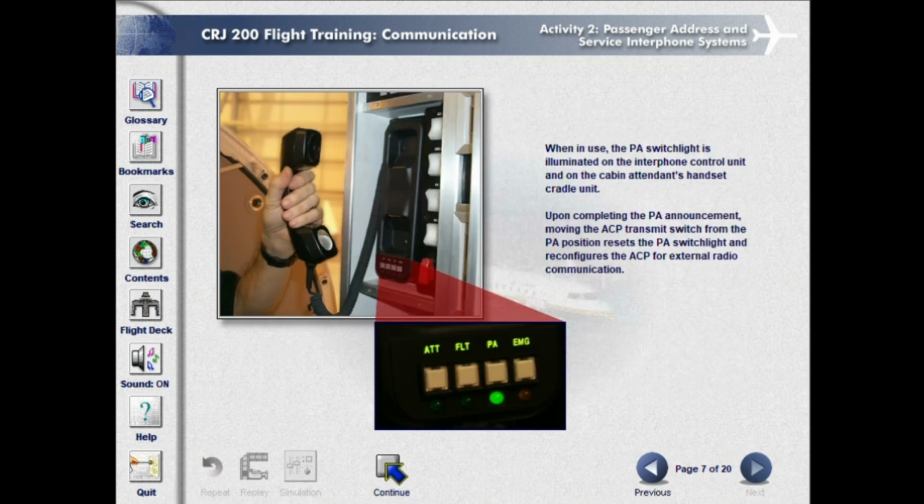When in use, the PA switch light is illuminated on the interphone control unit and on the cabin attendant's handset cradle unit. Upon completing the PA announcement, moving the ACP transmit switch from the PA position resets the PA switch light and reconfigures the ACP for external radio communication.